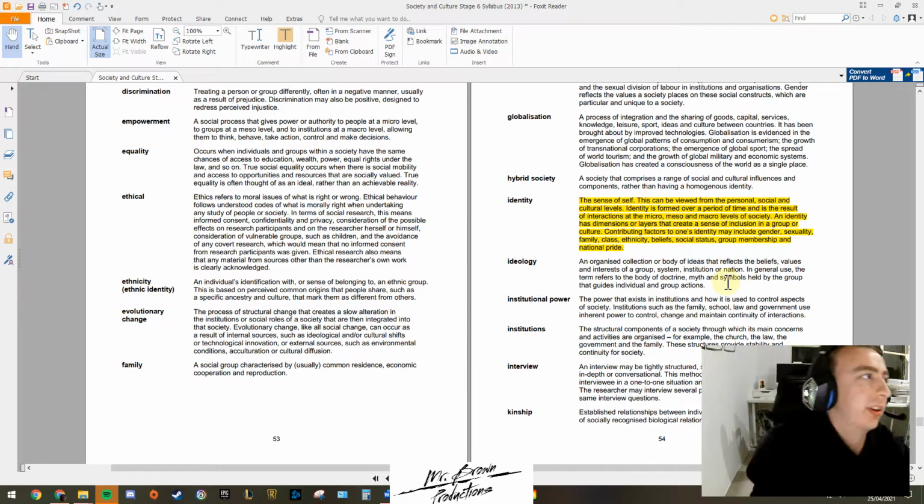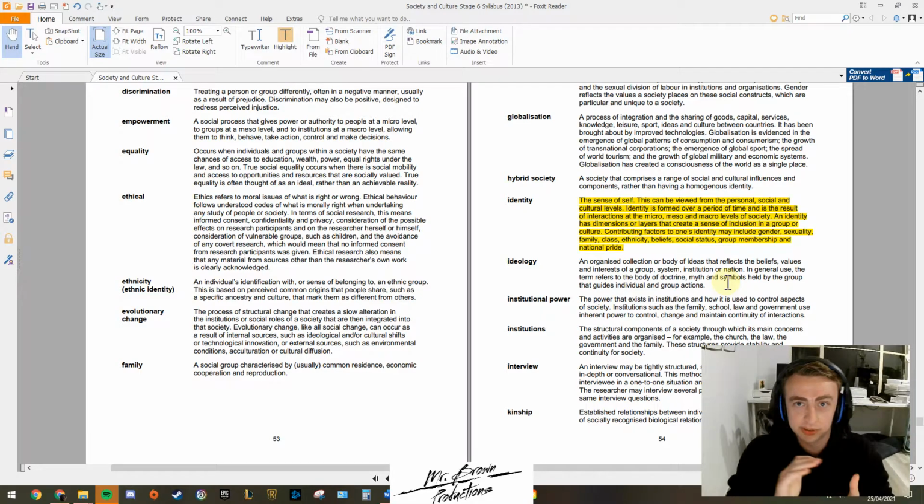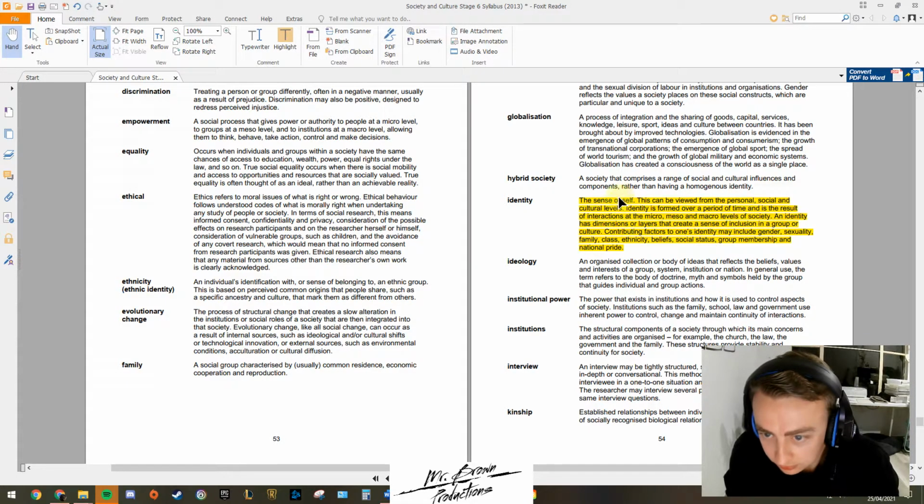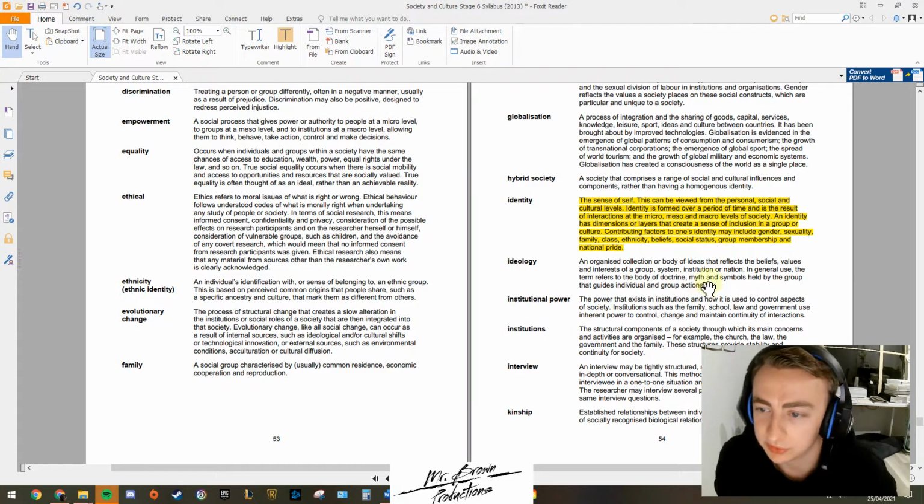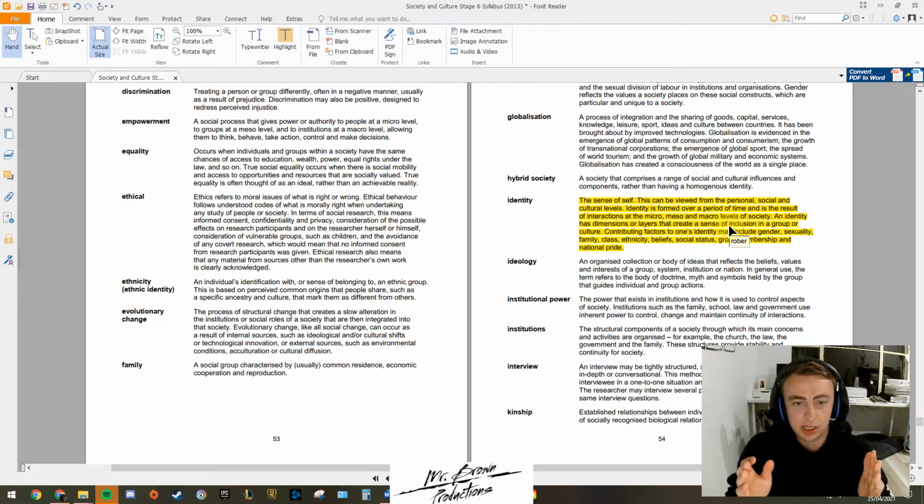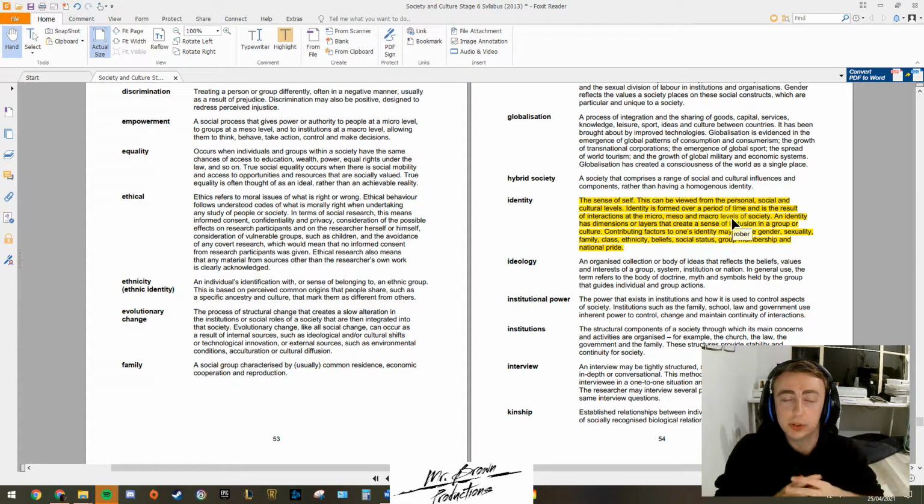Anyway, so I digress. So that's the three different types of identity. You've got your personal, social, and cultural identity. Now here where we're looking at it, the concept of identity is formed over a period of time and is the result of interactions at the micro, meso, and macro levels of society. So this idea that your identity, again, can be viewed from personal, social, and cultural levels, but it's also shaped through interactions. Now, interactions at the micro level could be things like family, your very close peers, and yourself. So that's where those main interactions will form your identity.